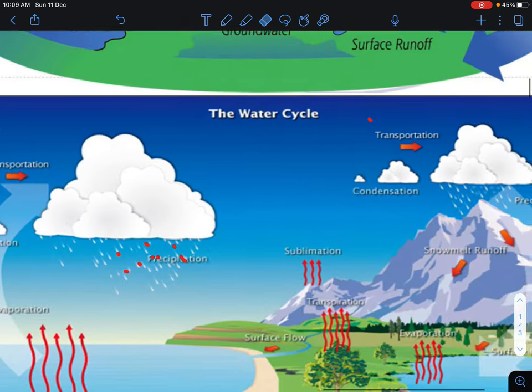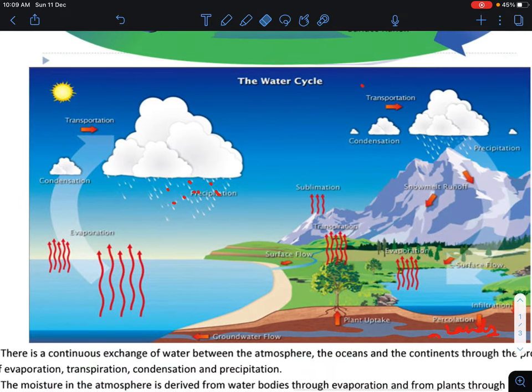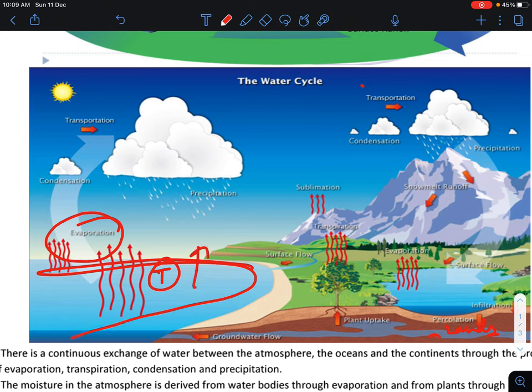You can see in the diagram, the first topic is evaporation. Evaporation is the process by which water vapor enters the atmosphere on heating. Suppose this is the sea, and the temperature is increased due to the sun. Due to the increase in temperature, water is converted into water vapor and goes into the atmosphere.